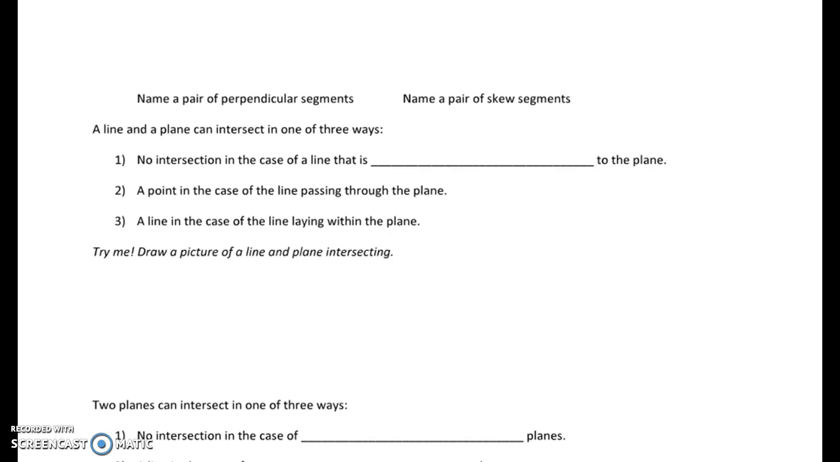Now we're going to talk about planes. A line and a plane can intersect in one of three ways. We can have no intersection, in which case the line is parallel to the plane. We love that word parallel in geometry. Basically meaning that you've got your plane here and your line is just up here somewhere off in space. They will never intersect, never interact.